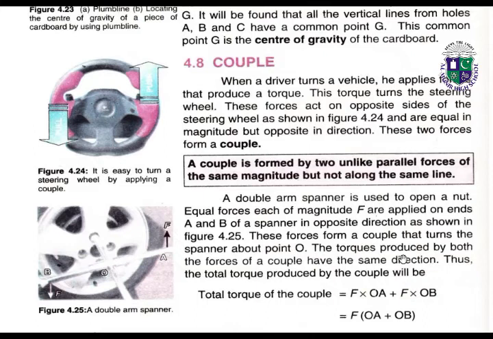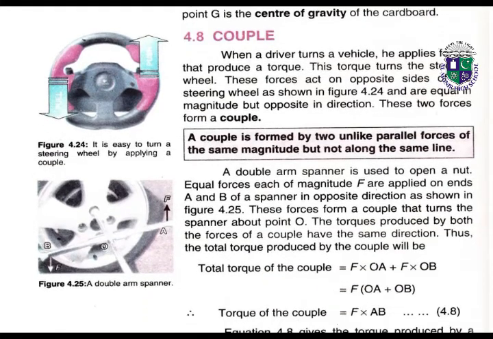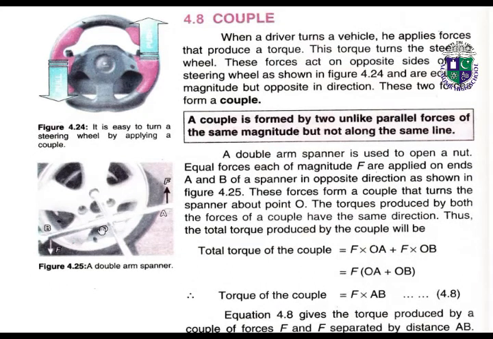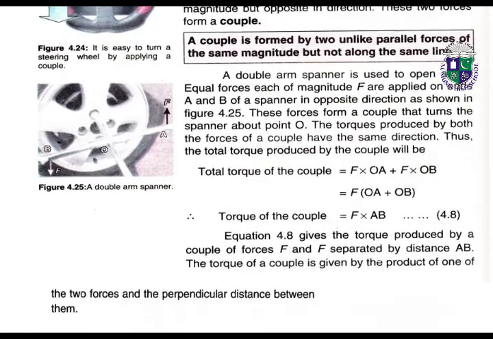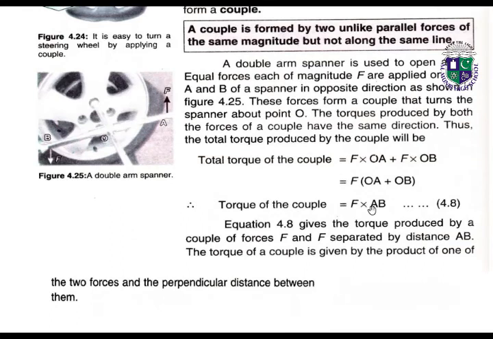The torques produced by both the forces of a couple have the same direction. Thus the total torque produced by the couple will be F into OA plus F into OB. So we are applying force at OA and OB. Here we have the torque of the couple, F into AB. Equation 4.8 gives the torque produced by a couple of forces F and F separated by distance AB.